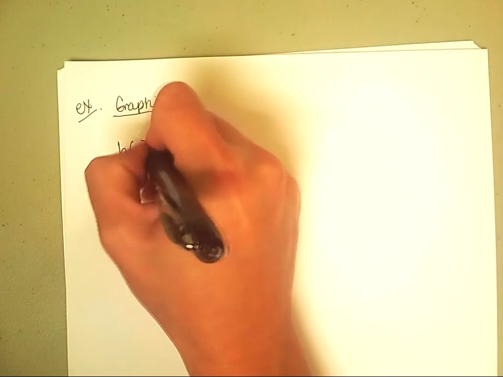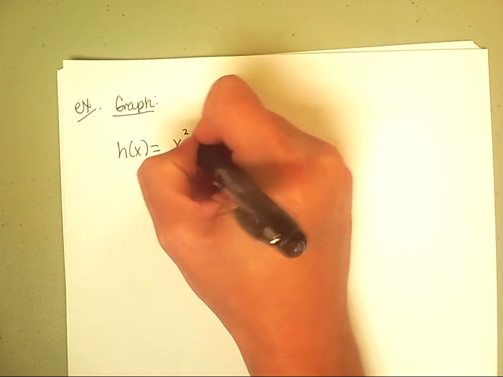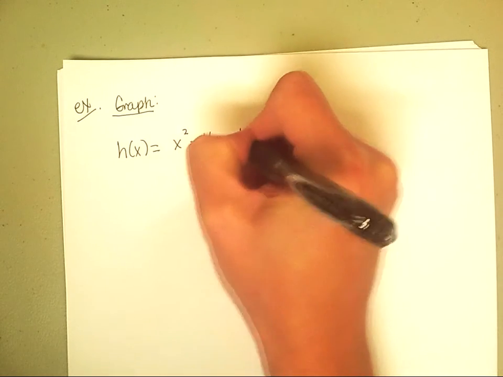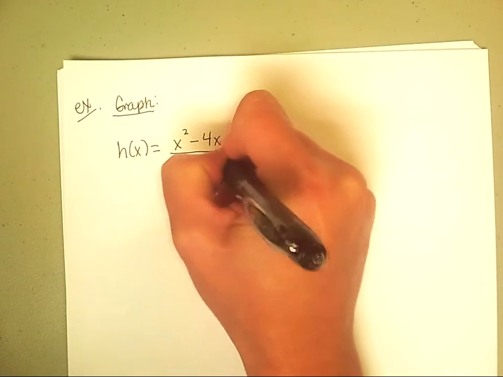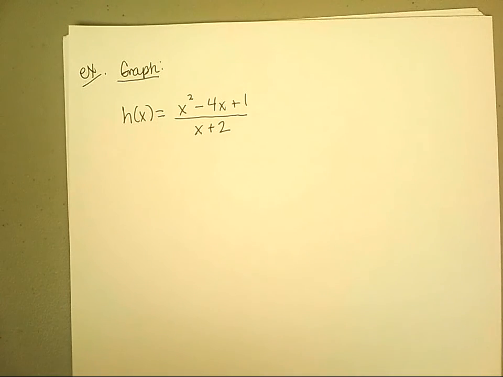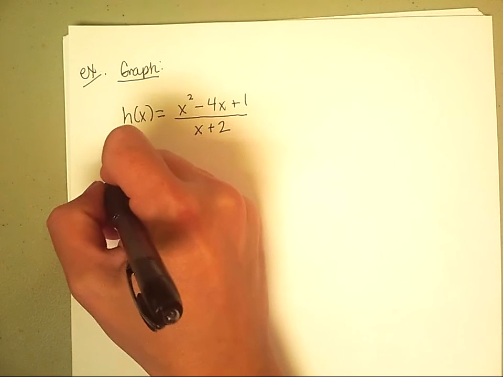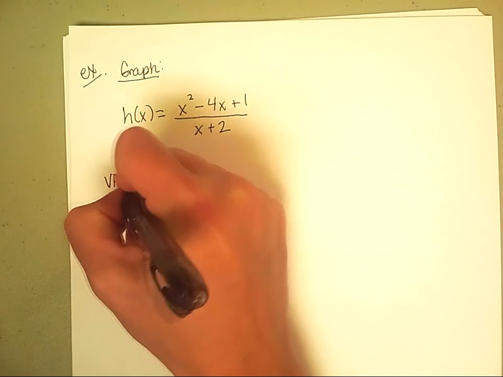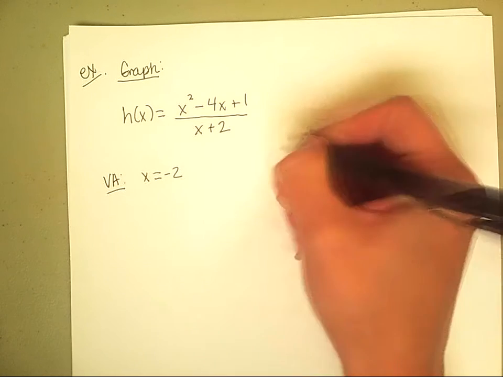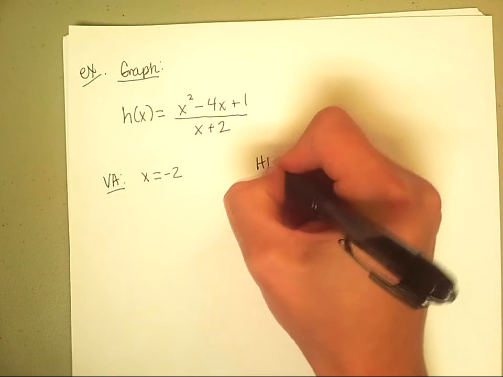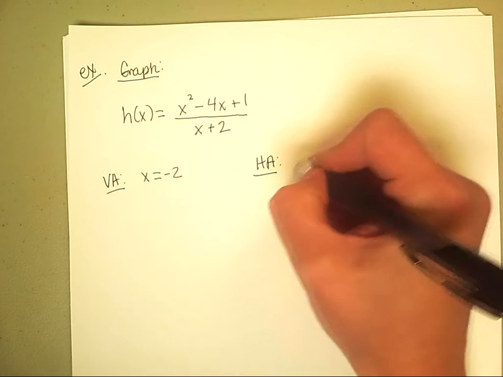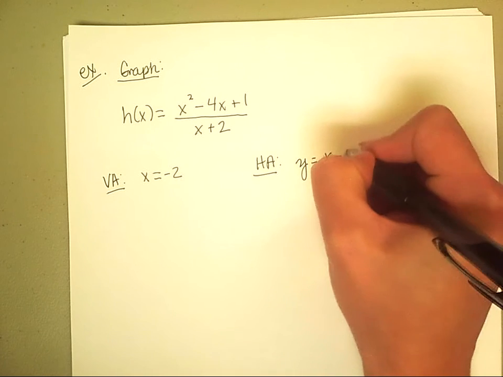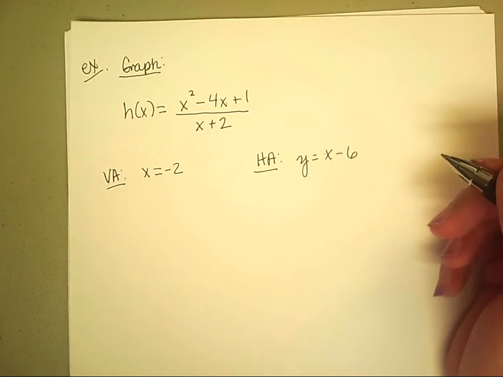Okay, so we're going to graph h of x is equal to x squared minus 4x plus 1 over x plus 2. Okay. Now we've done the first steps. We see that we have a vertical asymptote where x is equal to negative 2, and that we have a horizontal asymptote of y is equal to x minus 6. Okay.